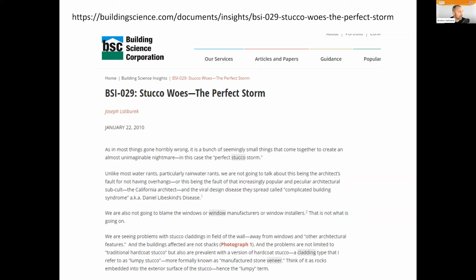Maybe not in some really dry climates, but just about everywhere else, we're having a lot of issues with stucco. So I'm not just pointing to one thing. I'm saying it's a lot of stuff that went wrong all at once. And we find a lot of issues with stucco.